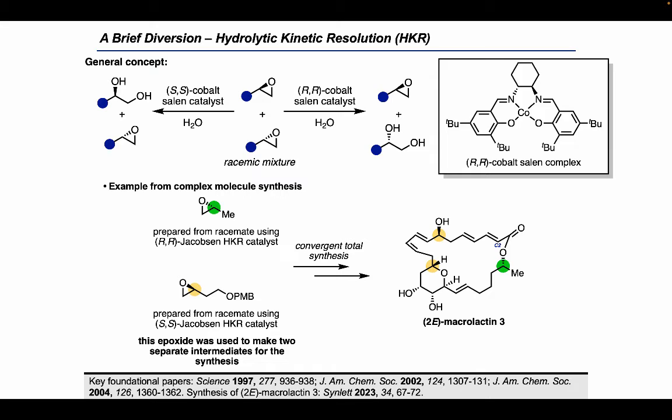Interestingly, the epoxide on the bottom was actually used twice in the synthesis, and through a convergent approach, these building blocks were assembled to form the final target, with the carbons highlighted in the product arising from the carbons indicated in the enantioenriched epoxide starting materials.